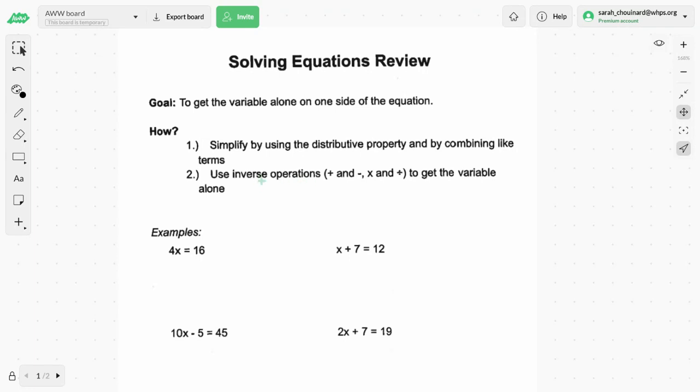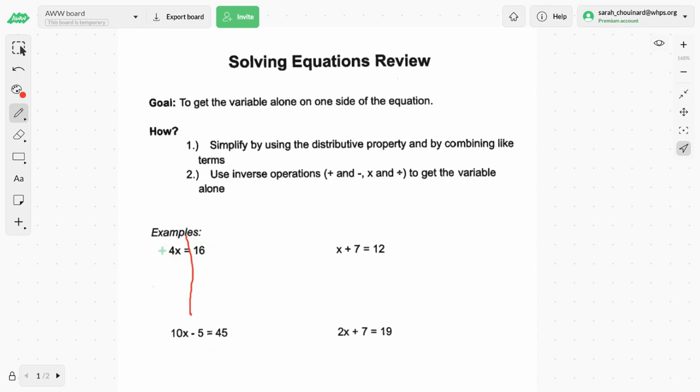Then we're going to use inverse operations. So addition and subtraction are inverse. Basically, they're opposites. Multiplication and division are inverses because they're opposites. That's going to help us get the variable alone. When I solve equations, I like to draw a line down the middle to let me know whatever I do to one side of the equation, I have to do to the other.